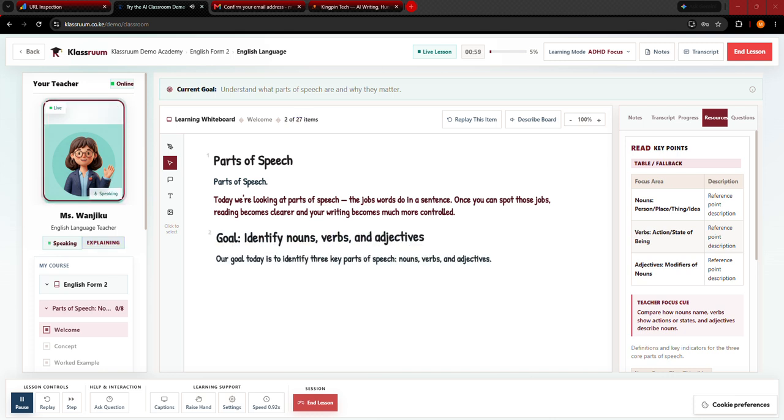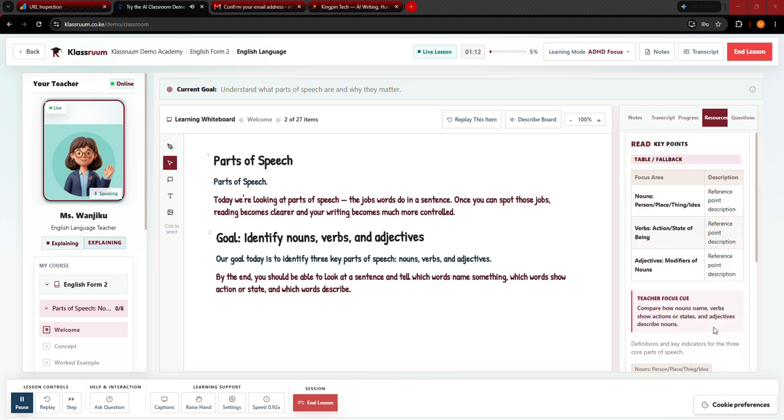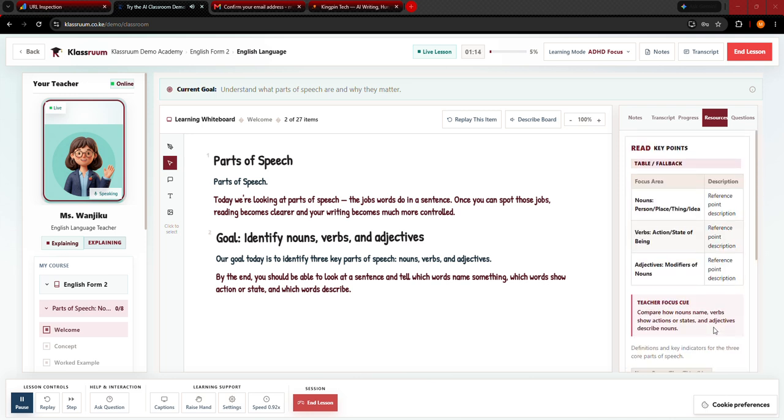Our goal today is to identify three key parts of speech: nouns, verbs, and adjectives. By the end, you should be able to look at a sentence and tell which words name something, which words show action or state, and which words describe. Let us slow down for a moment here and look at this visual.